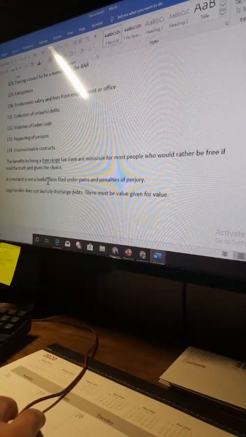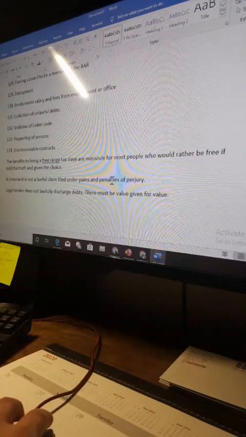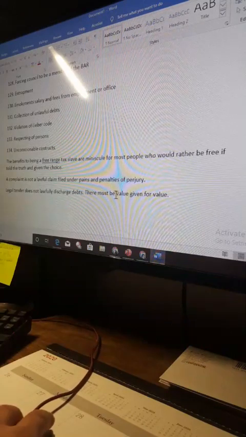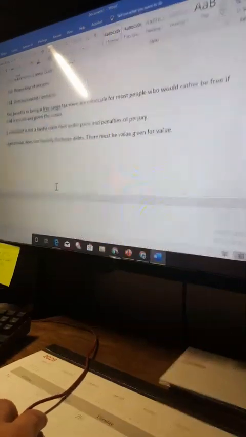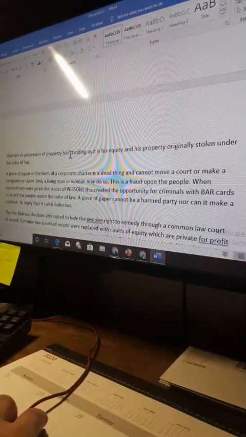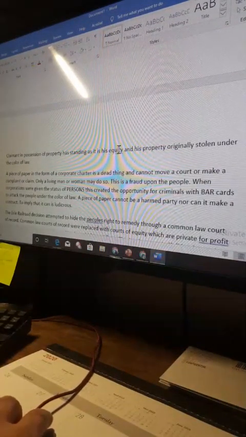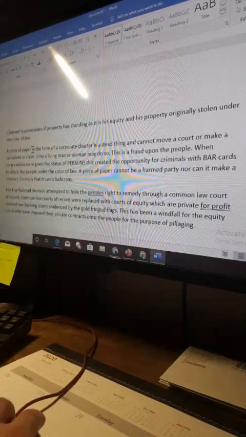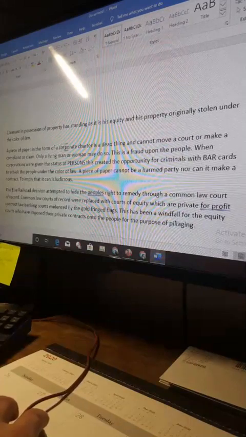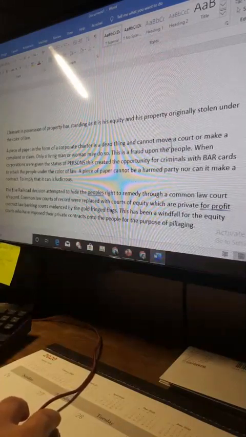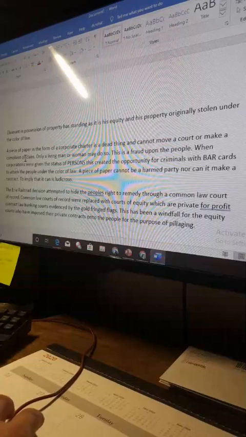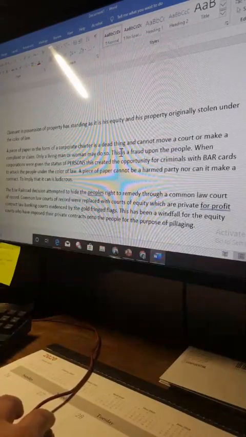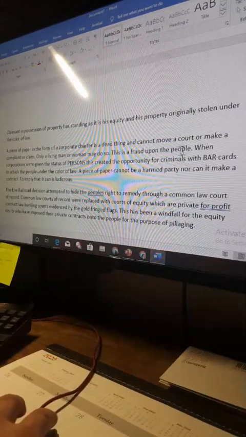A complaint is not a lawful claim filed under the pains and penalty of perjury. Legal tender does not lawfully discharge debts. There must be value given for value. Claimant in possession of property has standing, as it is his equity and his property originally stolen under the color of law. A piece of paper in the form of a corporate charter is a dead thing and cannot move a court or make a complaint or a claim. Only a living man or woman may do so.